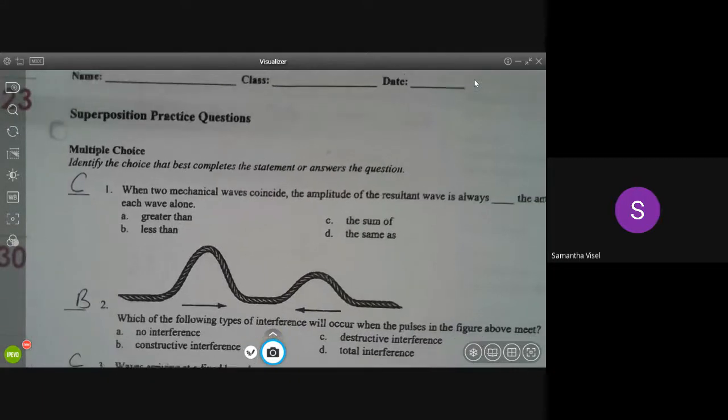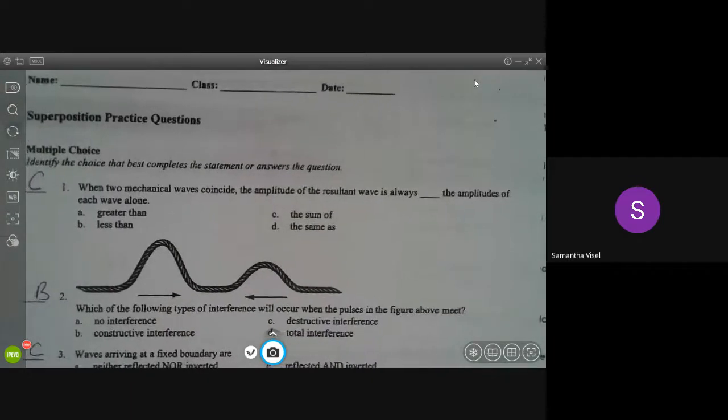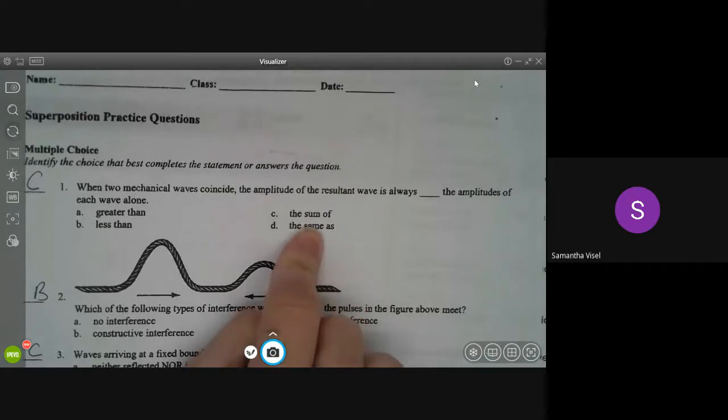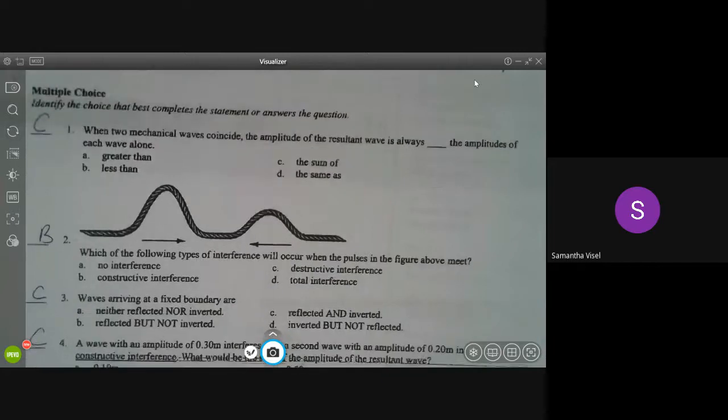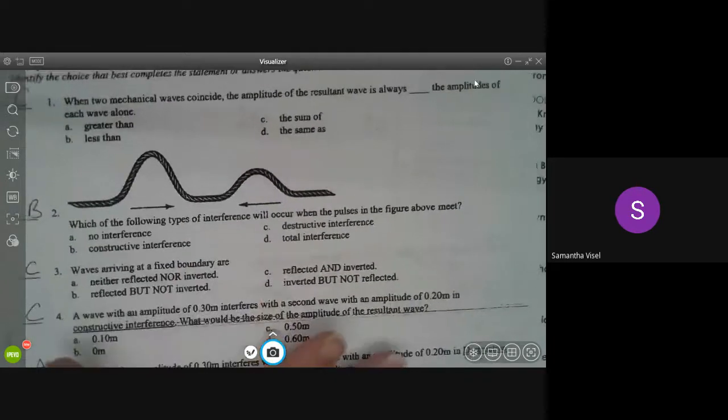All right, so first, our multiple choice. We have, when two mechanical waves coincide, the amplitude of the resultant wave is always going to be blank. So in our notes, it's the algebraic sum. So we're always going to add. We'll just simply be adding either two positive numbers together or a positive and negative based on displacement and position. 2 is B.